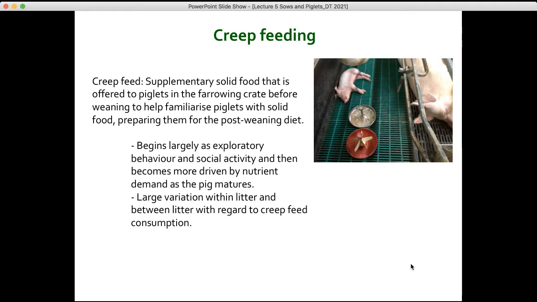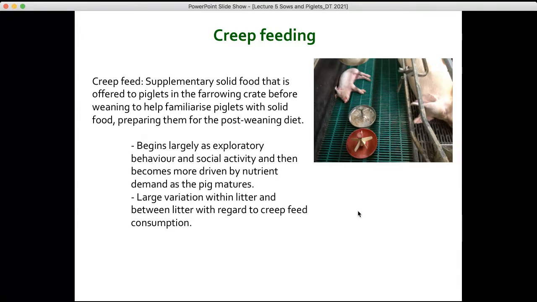So to try and help with that, some farms will offer solid food in the farrowing crates to get the piglets exploring it. I guess it's a form of enrichment as well, and some will consume a little bit just to get their gut familiar with solid food, and also get them familiar with the concept of solid food. So when you look at the data around using creep feeding, because obviously it's another expense for the farm, and most of it gets wasted through the slats if they're just playing with it and exploring it.